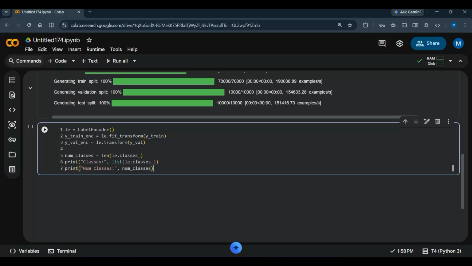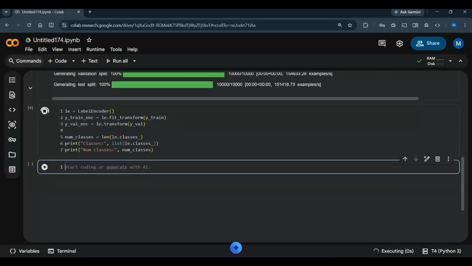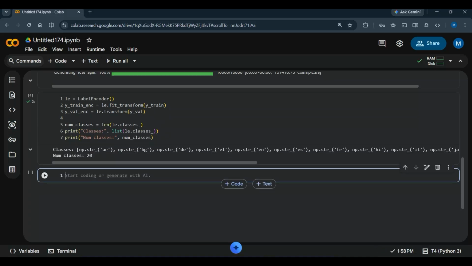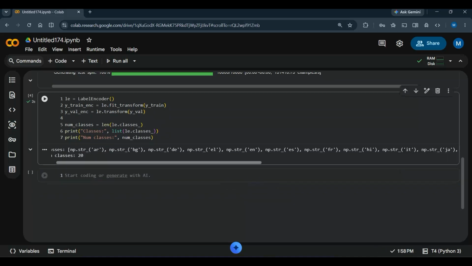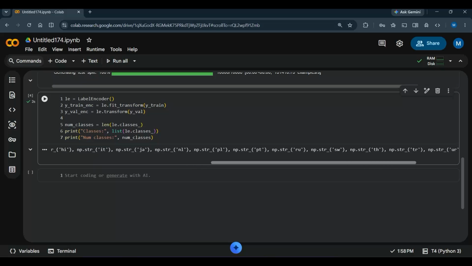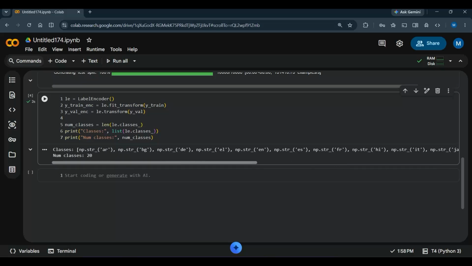Right now, our languages are labeled with short tags, EN for English, JA for Japanese. A neural network cannot train on text tags directly. So label encoder maps every language tag to a number 0 through 19. Since we have 20 languages total, we will convert back to a readable name only at the end when we show a real prediction.